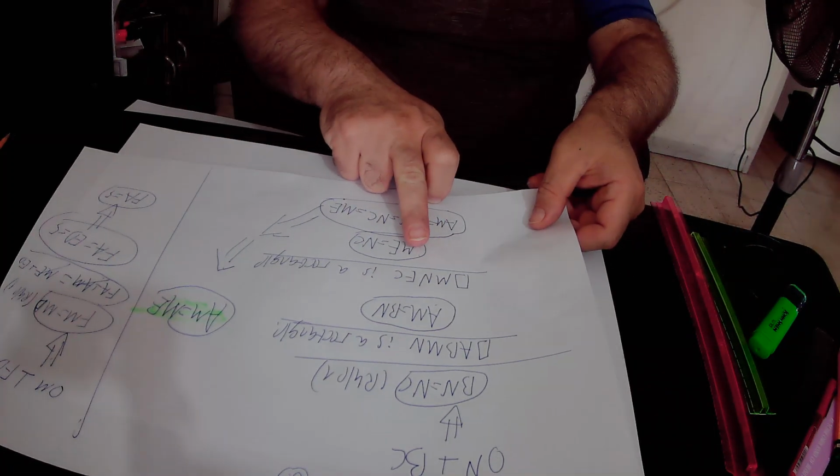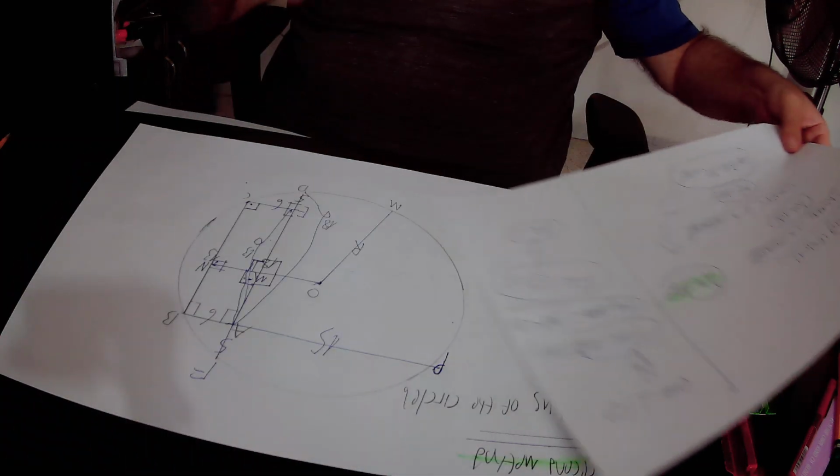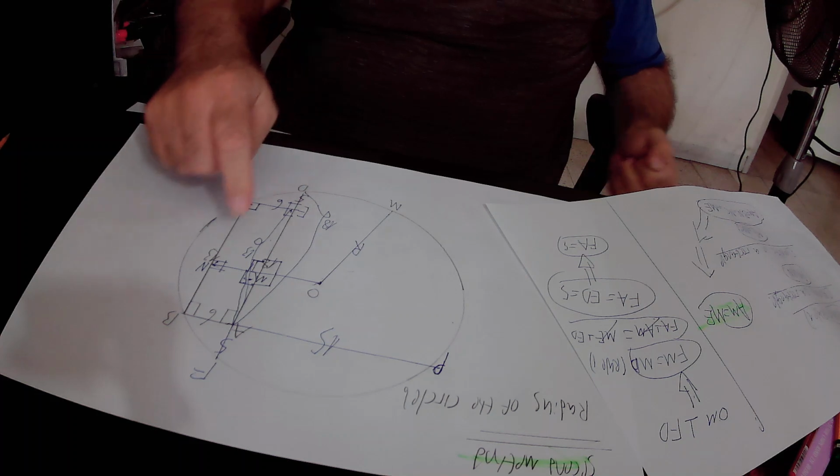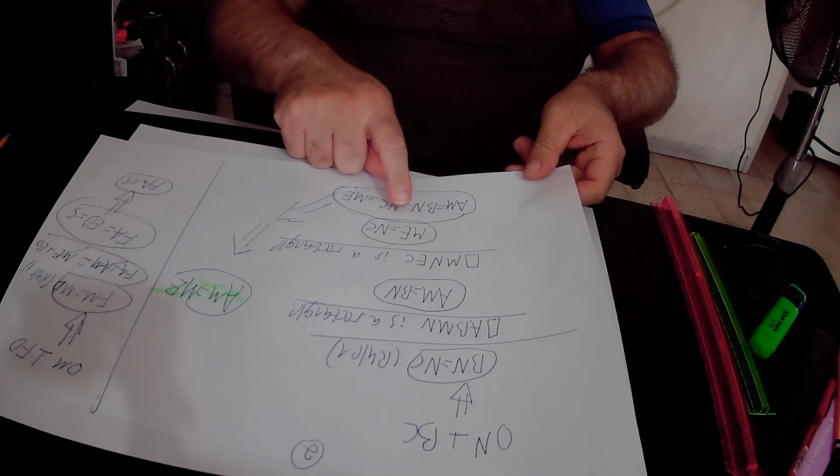Quadrilateral MNEC is a rectangle. We know that the opposite sides of a rectangle are equal to each other. That is to say, ME equals NC.